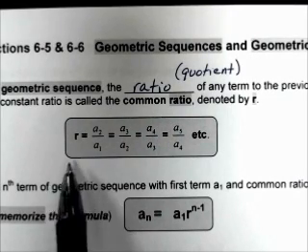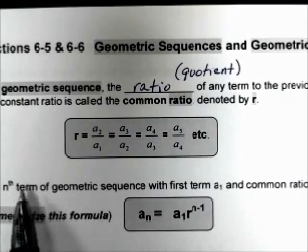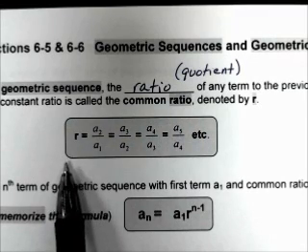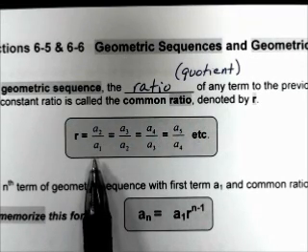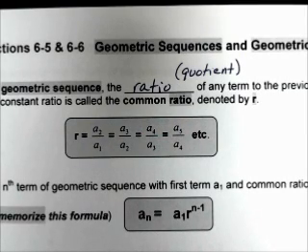Lowercase r, the common ratio, is equal to the second term divided by the first, which would be equal to the third divided by the second, which is the same as the fourth divided by the third, or the fifth divided by the fourth, etc.